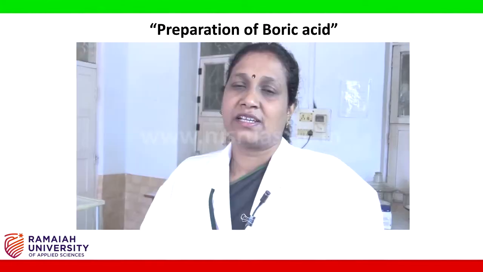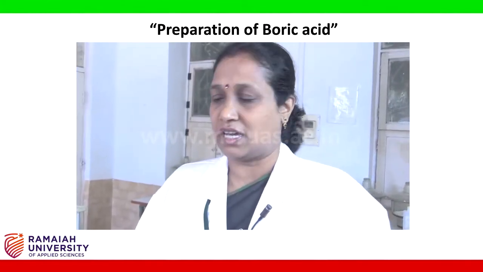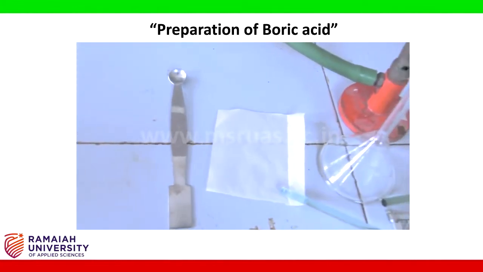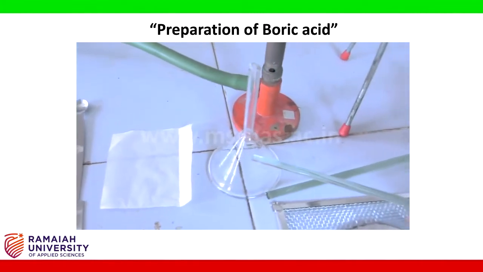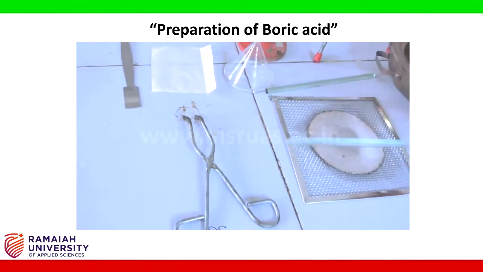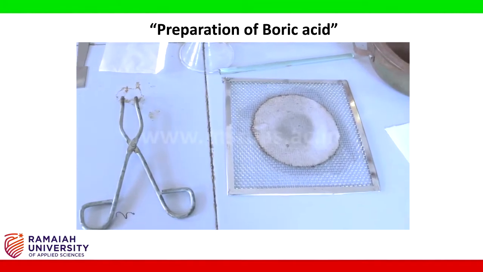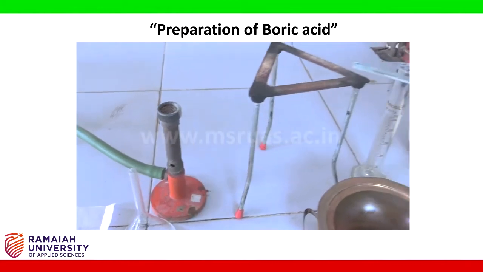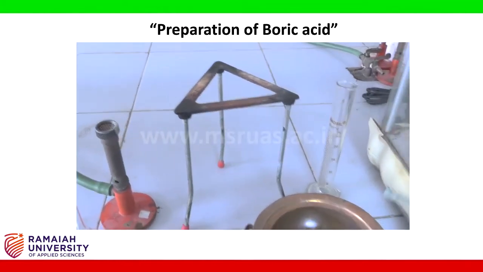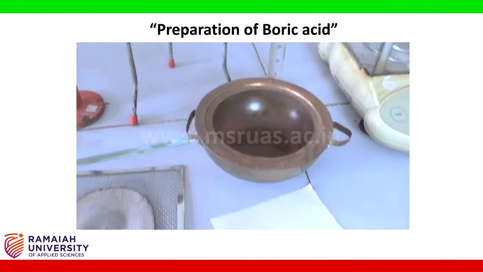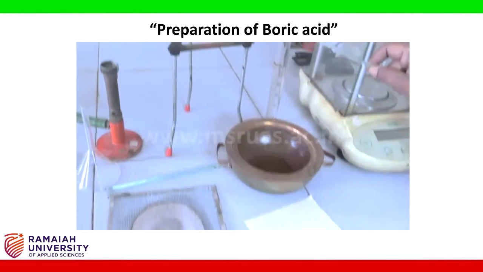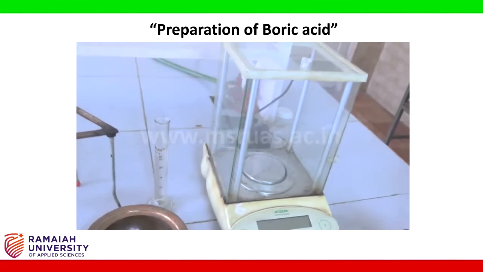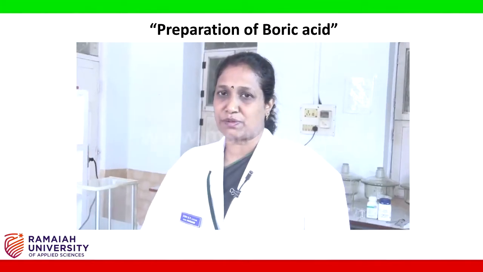The apparatus required for this experiment are a spatula, butter paper, funnel, tongs, wire gauze, glass rod, Bunsen burner, tripod stand, water bath, filter paper, measuring cylinder of 25 ml capacity and an analytical balance. Let us start the experiment now.